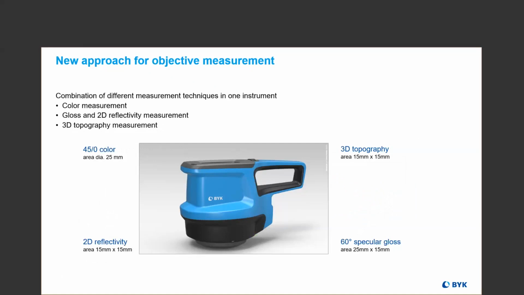So here we have our 4 measurement techniques: a color meter with a 45/0 geometry, 60-degree gloss measurement, 2D reflectivity, and 3D topography. And so for textured or structured surfaces, this collection of measurement techniques, this collection of evaluation methods, will provide a complete analysis of the appearance of the surface.